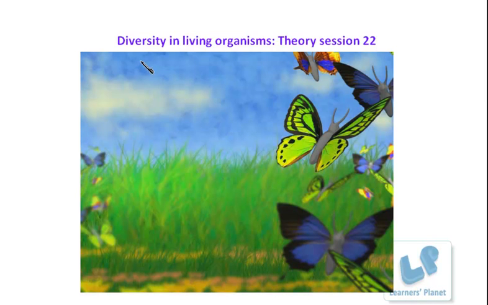Let us continue with the chapter Diversity in Living Organisms. In the earlier session, I was discussing the classification of phylum Chordata, right? So you remember what these chordates are? Chordates are those specific organisms in which the notochord is present. And depending upon whether this notochord is present in the primitive stage or it is replaced by the vertebral column, it is further subdivided, right?